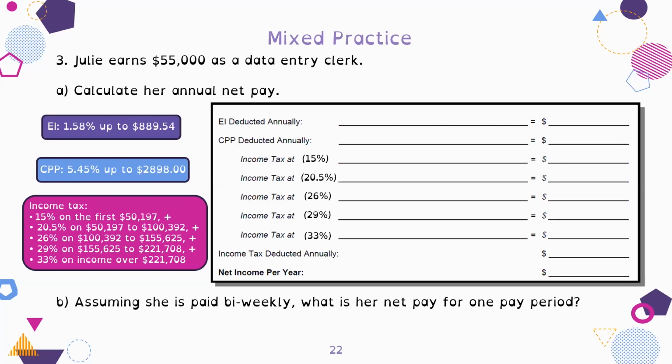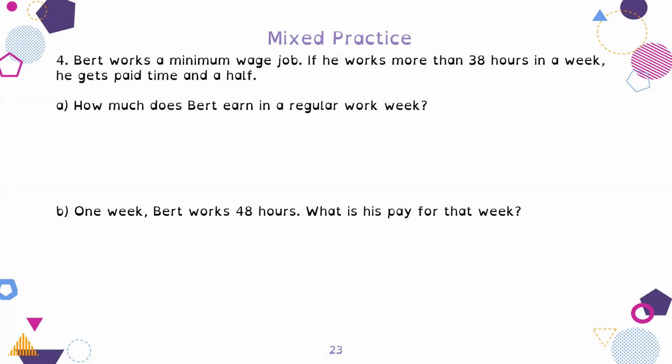All right, keep going. Number 4, Bert works a minimum wage job. If he works more than 38 hours in a week, he gets paid time and a half. Because this is talking about working more than his usual hours and getting paid time and a half, we know that this is an overtime question. Part A: how much does Bert earn in a regular work week? Assuming a regular work week is 38 hours, if Bert makes minimum wage, that's $15 an hour times 38 hours.